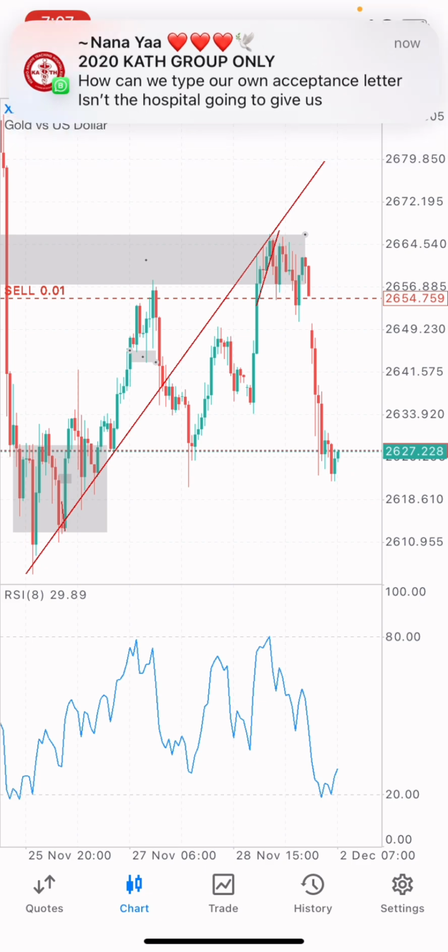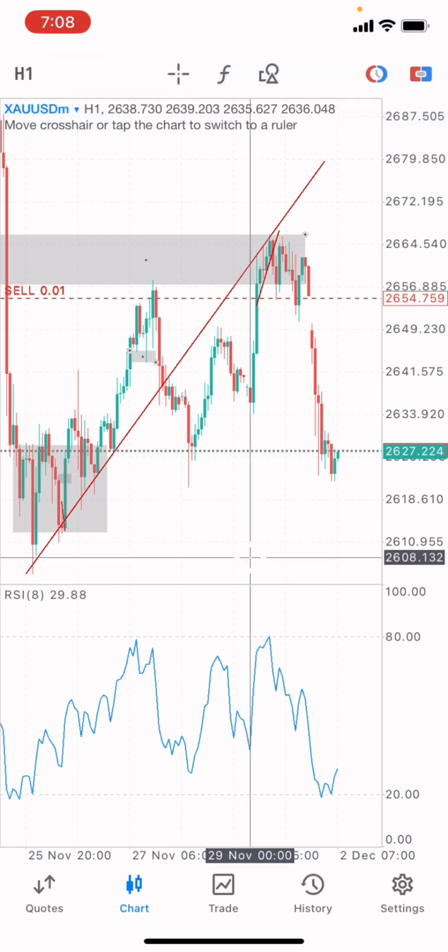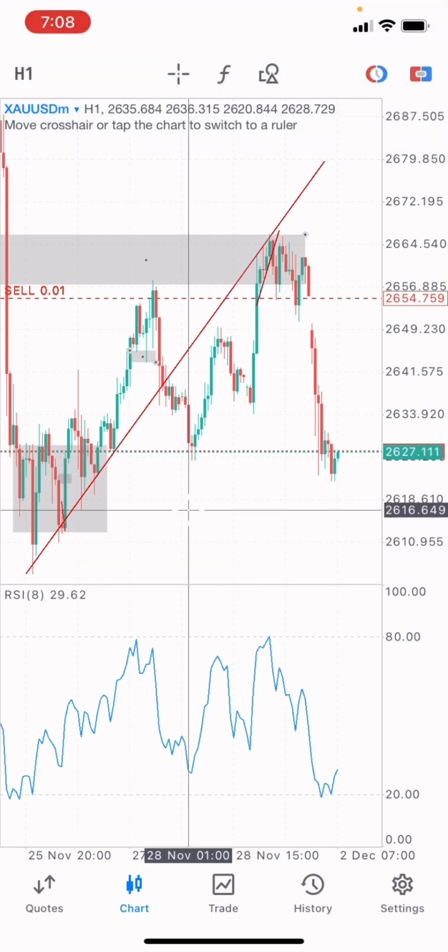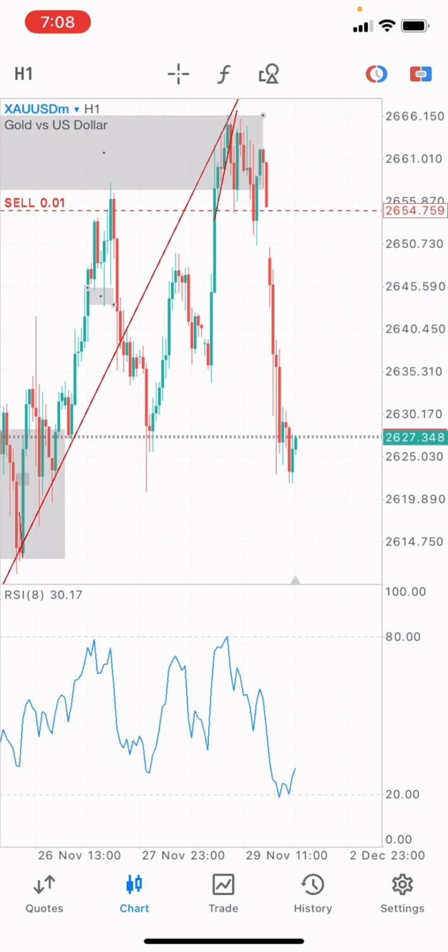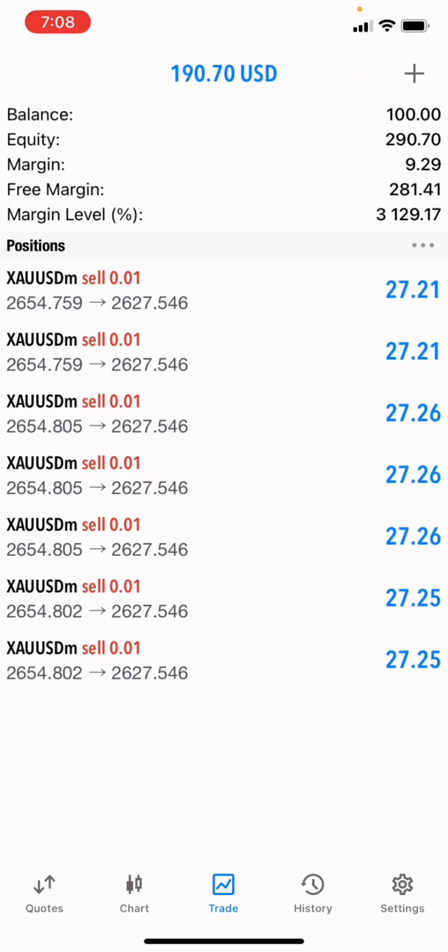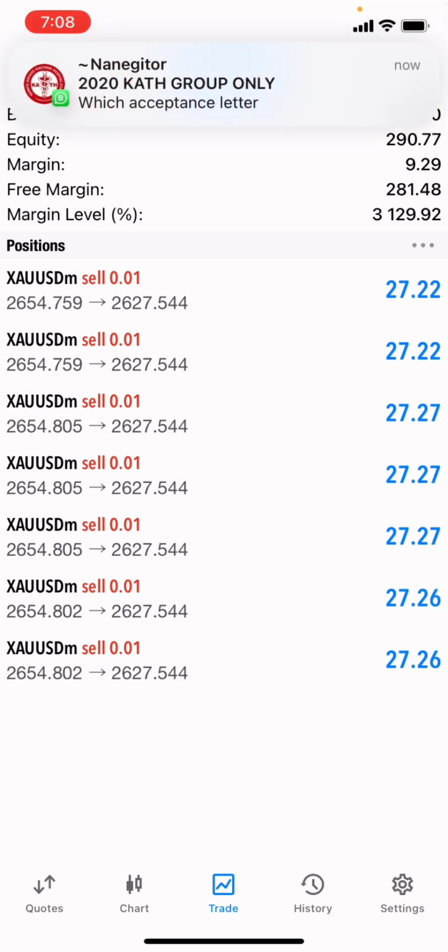Okay, as I predicted, we are going to fall to the downside, but right now I'm going to close all this trade right away. Okay, and I want to keep this $290 for the next trade. So we'll be flipping this $100 account into $10,000. Wait for the challenge and more videos. This is the part one of the $100 to $10,000.